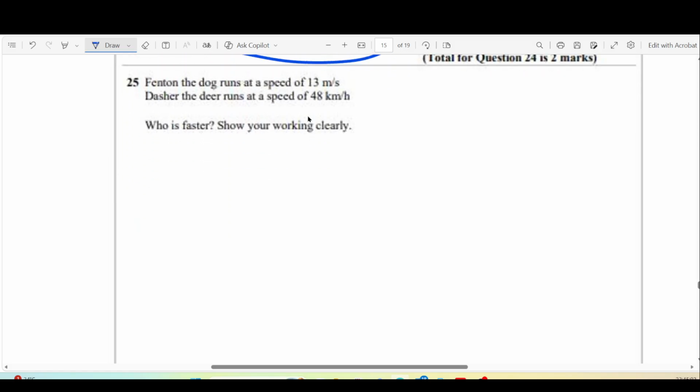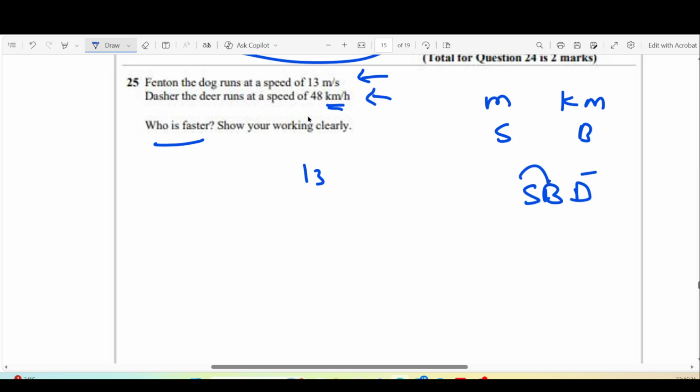Okay. Fenton the dog runs at, okay, the speeds of the dog and the deer are given. Who is faster? Show your working. This is in meters per second. This is kilometers per hour. So we need to convert them into the same units. Let's convert meters into kilometers. So 13 meters into kilometers. When we are converting, meter is smaller, kilometer is bigger. So SBD, remember this: smaller to bigger, divide. BSM: bigger to smaller, multiply.